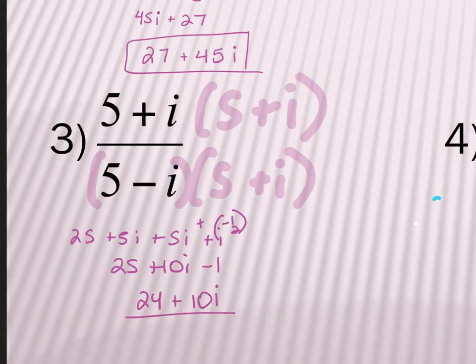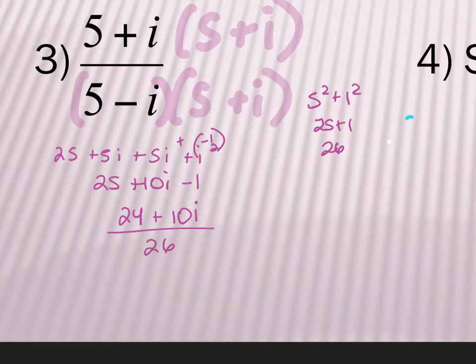Wait, did I do the same thing? Yeah. Same thing. So it's 5 squared plus 1 squared, which is 25 plus 1, which is 26. That's your shortcut. And then split it. So it's 24 over 26 plus 10 over 26i, and then reduce it. This is 12 over 13 plus 5 over 13i.